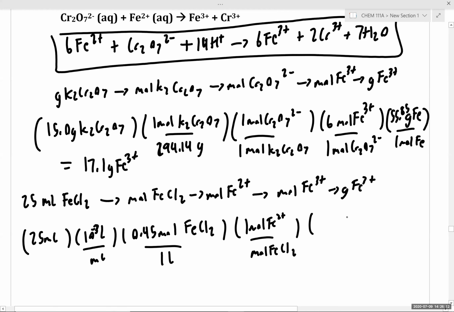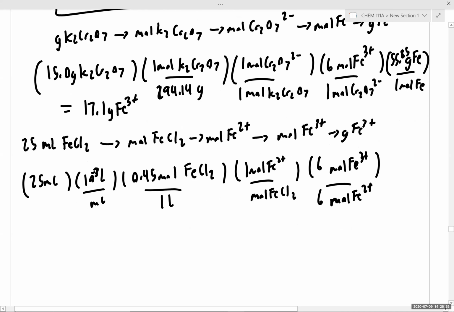And now how many moles of iron 3+ do we have per mole of iron 2+? What is our mole to mole ratio? 6 to 6? Yep. Okay.